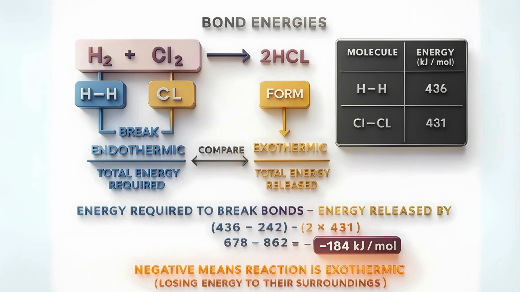In exams, you are usually given a list or a table of bond energies. You just use them to calculate the overall change. You add up the energy needed to break the bonds and subtract the energy given out when new bonds are made. If the result is negative, it means the reaction gives out heat and is exothermic. If it is positive, it means the reaction takes in heat and is endothermic.